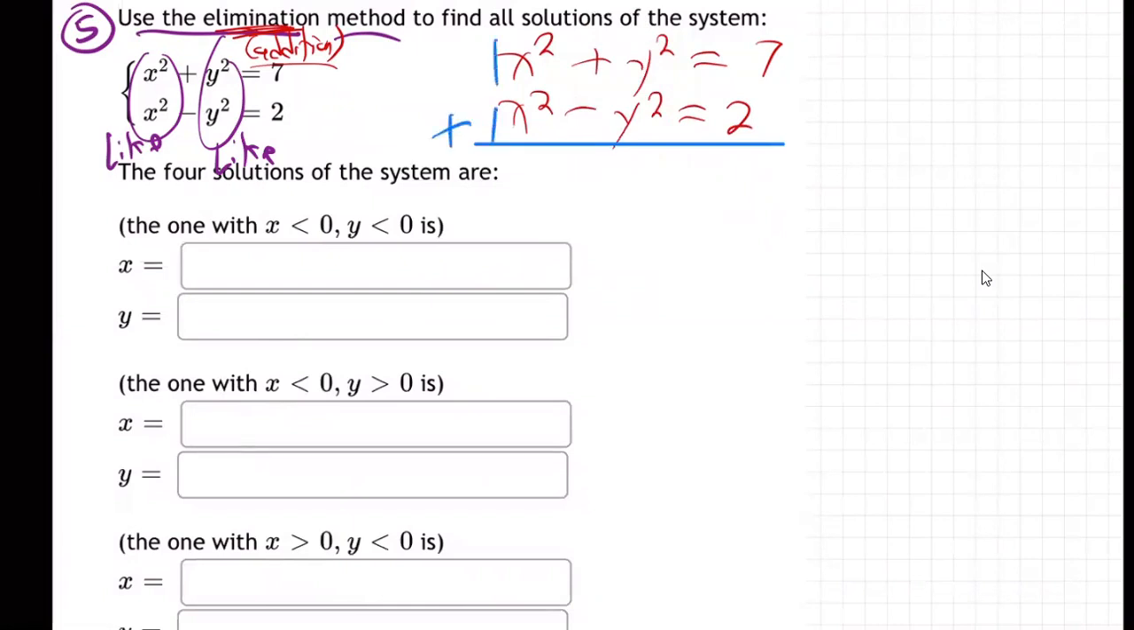So that's going to be 1x squared and 1x squared. That's going to be 2x squared. Plus 1y squared and minus 1y squared. Those cancel. 7 and 2 is 9. See how that worked? We added them and y squared was eliminated. That's why it's called the elimination method. It's also called the addition method. You add and they eliminate. And they eliminated because they were already opposites. If they had not been, I would have multiplied one of the equations first to make them opposites, but they already were, so it worked out real nicely. All right, divide by 2.